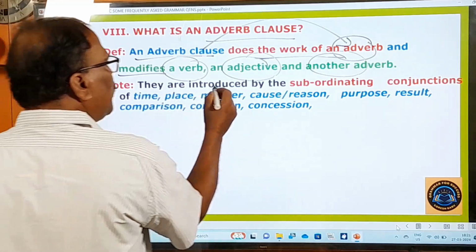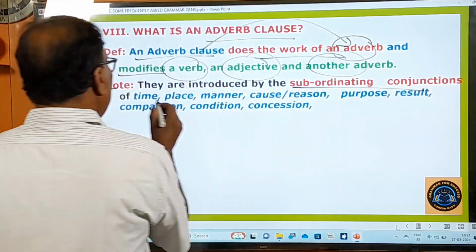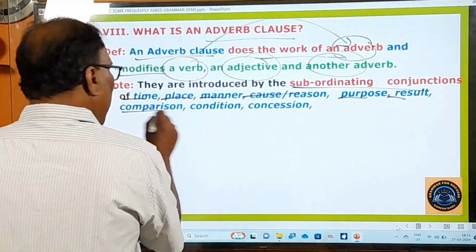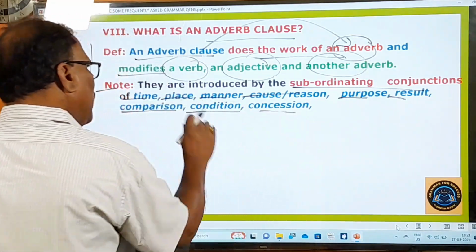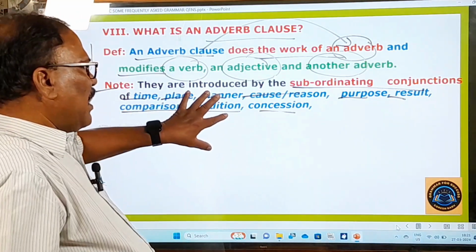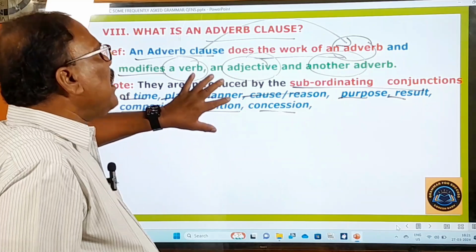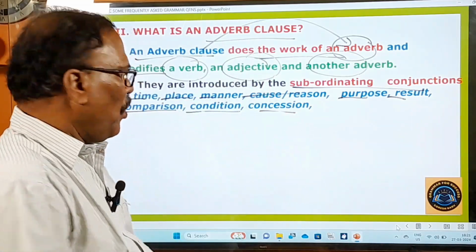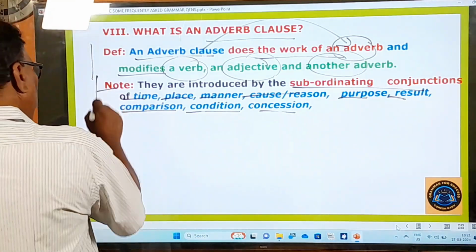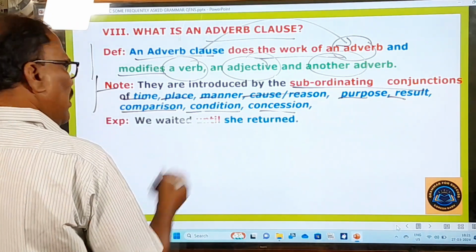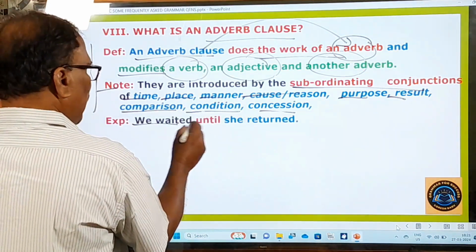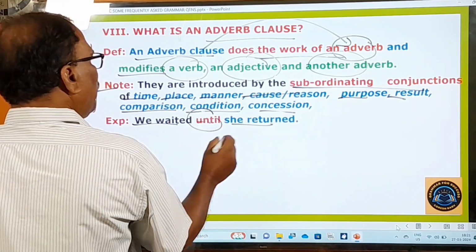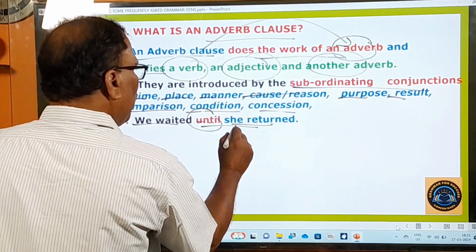Note, they are introduced by the subordinating conjunctions of time, place, manner, cause, reason, purpose, result, comparison, condition, concession. So these are the subordinating conjunctions, and with these subordinating conjunctions the adverb clauses are formed or framed. Okay, and please keep this point in your mind. And one example, we waited until she returned. Until is a subordinating conjunction, so therefore this is called an adverb clause.